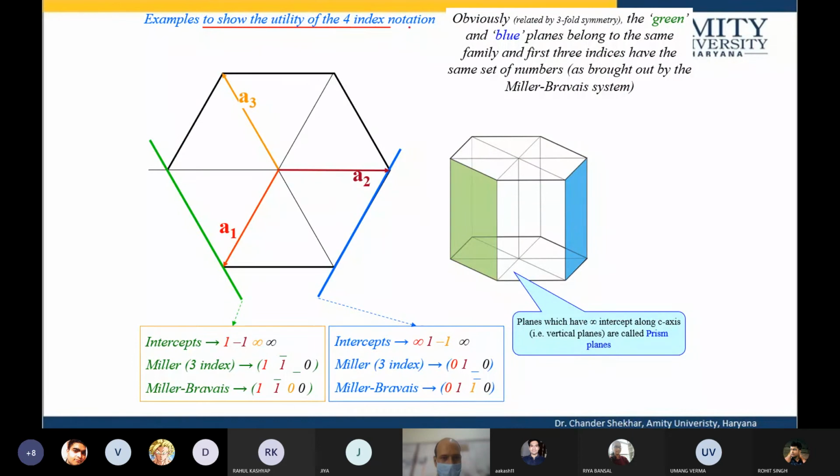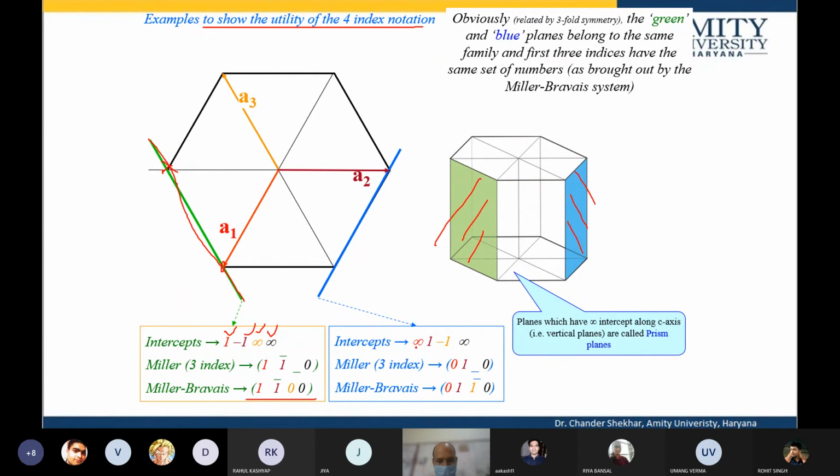So there are some examples to show the utility of the 4 index notation. For example, that's the plane which is parallel to, say, A3, which intersects A2 at -1 and A1 at 0, and is parallel to the sides of the hexagon. So for example, the intercept for this one is A1 at 1, A2 at -1, and A3 and C at infinity. So the Miller-Bravais index is 1 bar 0 0.